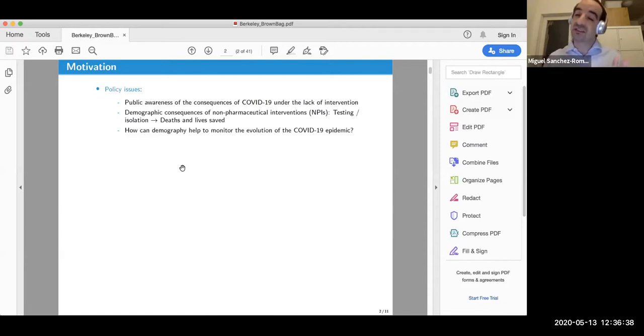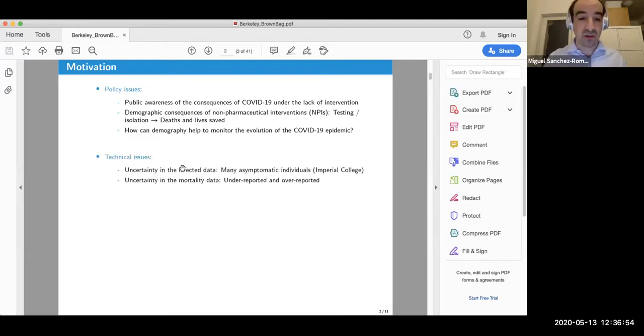Now, this is already in the paper, so this is one part of the paper, but what I will focus on today is what I think is the most important contribution of the paper, that is the part that can help to monitor the evolution of the pandemic. So what we are doing is the typical age-structured epidemiological model. And one of the things that we have to deal with is that there are two important technical issues when we are trying to replicate the evolution of the pandemic.